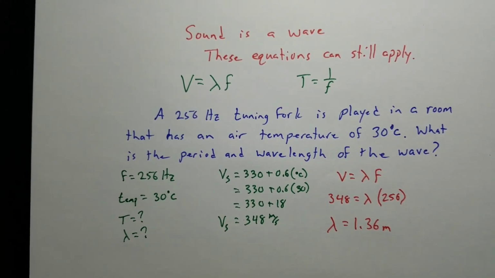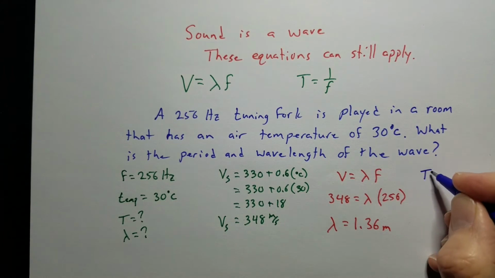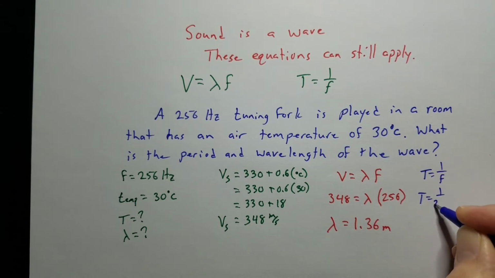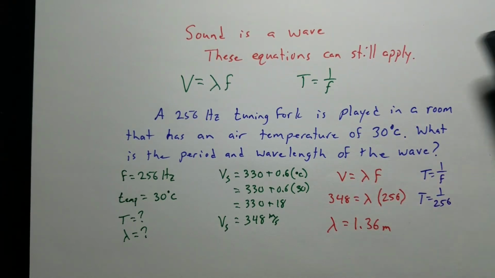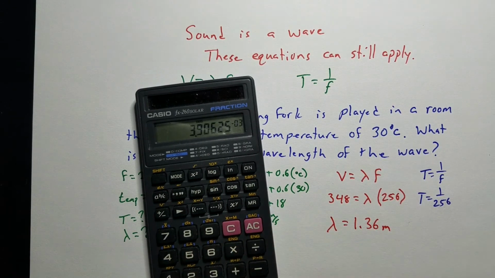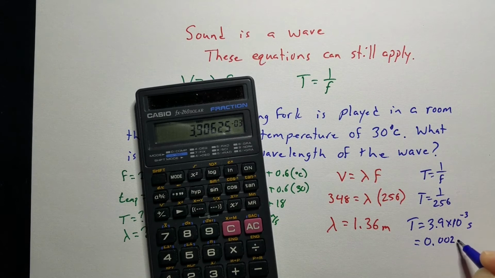Now to figure out the period, we just use that relationship. Period is equal to 1 over frequency. So period will be 1 over 256. So 1 divided by 256 gives me a period of 3.9 times 10 to the minus 3 seconds, or if we write it out, it's 0.0039 seconds. Either one would be fine.